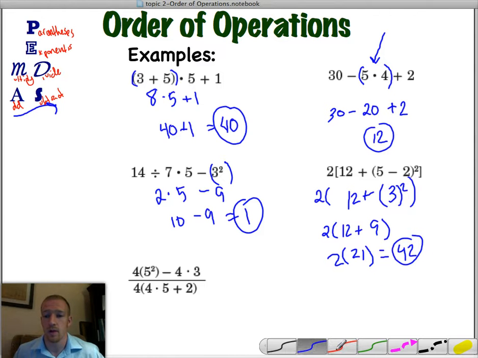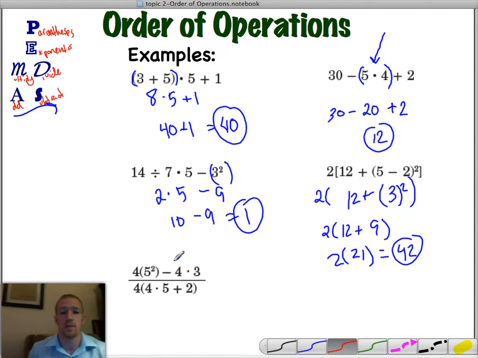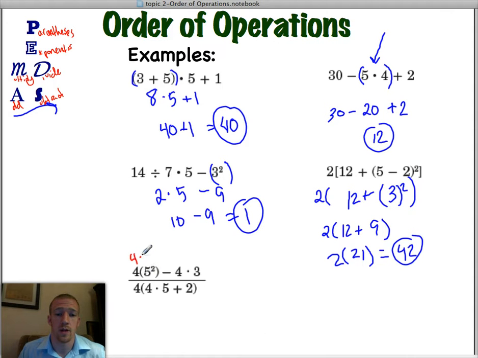Alright, so let's do one last one, and then you guys can try a few. So, this one looks like it's got a lot going on, that's fine. When you have a fraction like this, what you want to do is do the top, then do the bottom, and then simplify if possible. So here we have 5 squared is 25. So I have 4 times 25, and then the multiplying 4 times 3 occurs before the minus. So 4 times 3 is 12, so that's still a minus there.